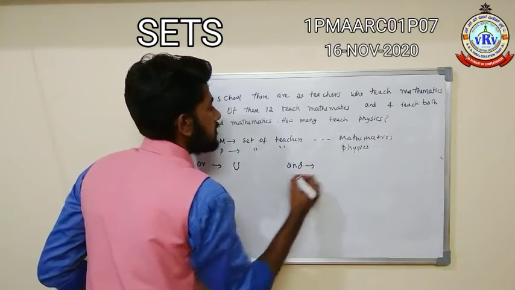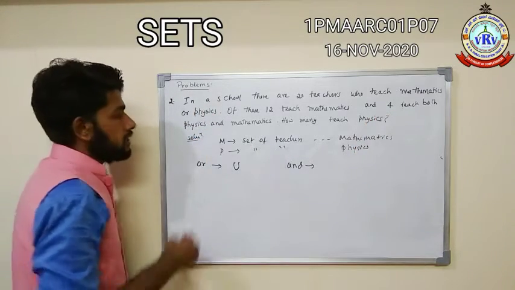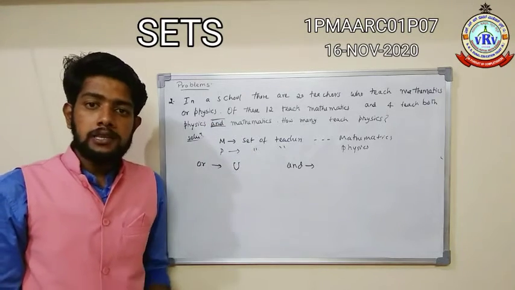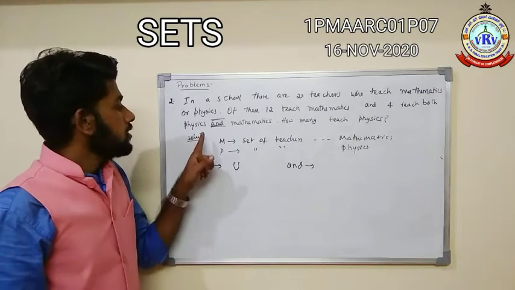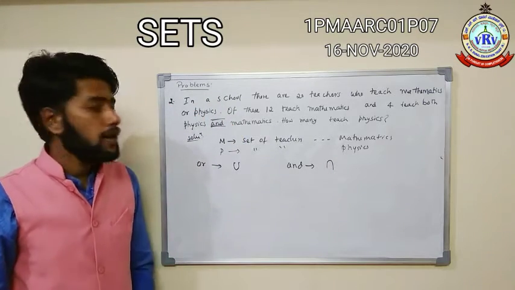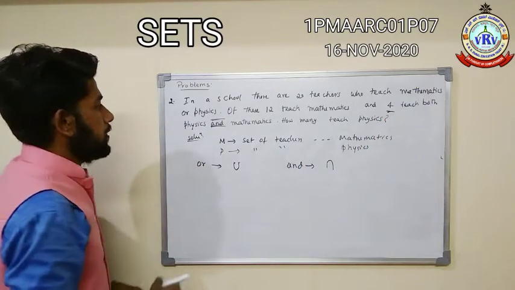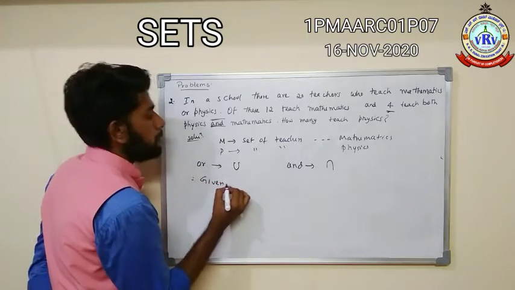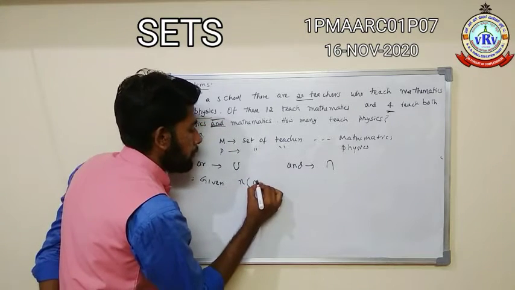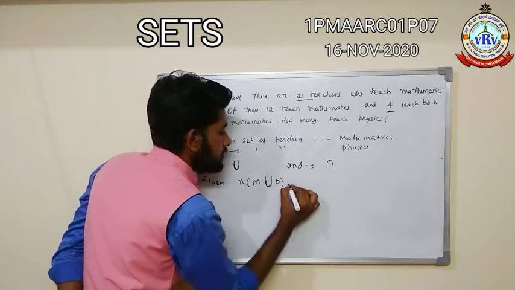Here they mention 4 teachers will teach both physics and mathematics, and 'and' means the intersection of M and P. Therefore 4 is the number which belongs to n of M intersection P. Given that 20 teachers will teach mathematics or physics, n of mathematics or physics is equal to 20.